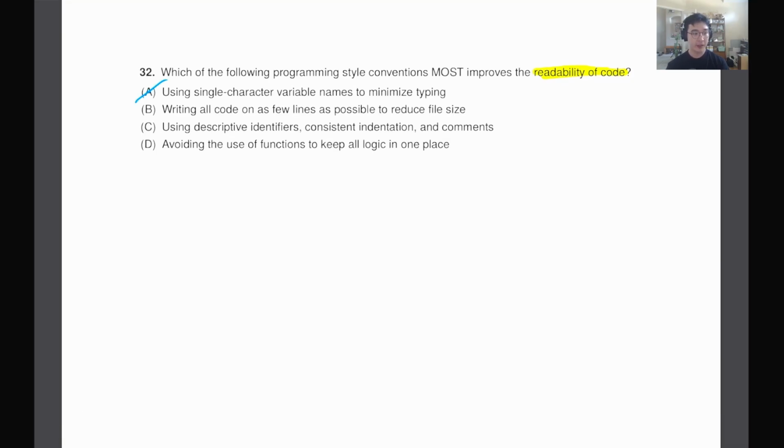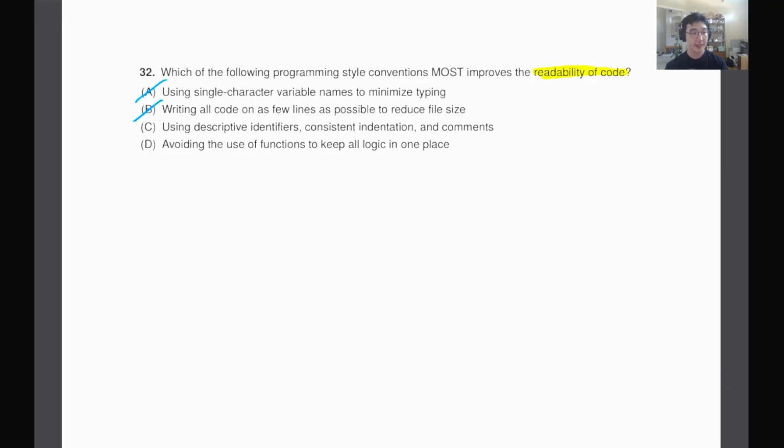Writing all code on as few lines as possible to reduce file size. Yeah, on as few lines as possible does negligibly possibly reduce file size of code. We really want those indentations to help understand what is inside the for loop, what's inside the if condition. So this actually harms the readability of code, B.